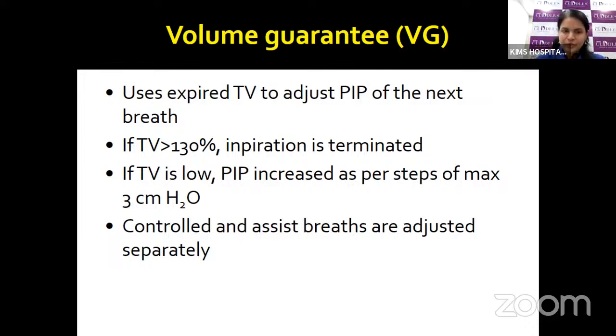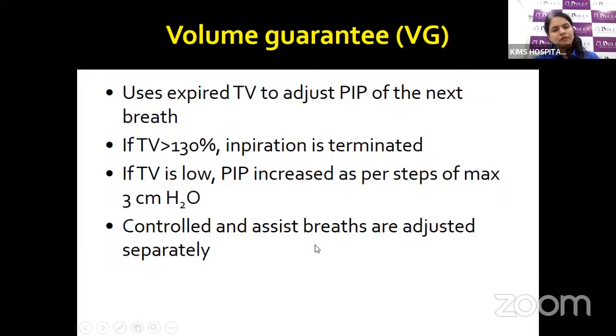Now, what happens if the tidal volume is low? If tidal volume is lower than the targeted tidal volume, the ventilator will increase the PIP of the next breath. And this increase at one point will be only a maximum of 3 centimeters of water. For example, if the tidal volume targeted was 10 ml and the tidal volume reached in this breath was only 8 ml, the PIP in the current breath, let's say, was 15 centimeters of water. And as per the compliance calculated, we need a PIP of say 19. Still, the ventilator will only increase PIP from 15 to 18 centimeters of water. Subsequent increase will be done in the next breath if the tidal volume is still low.